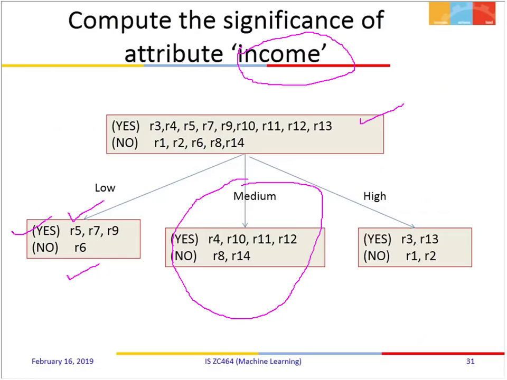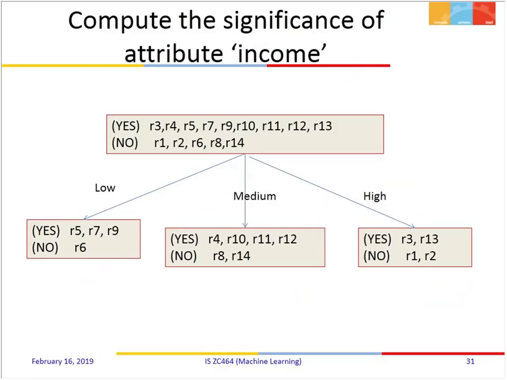So for high also you can observe that it is 3 and 1, and R1 and R2 as the negative class. So what can you observe from this slide? You can see that there is not much splitting capability of the income attribute. It is not saying yes or no.